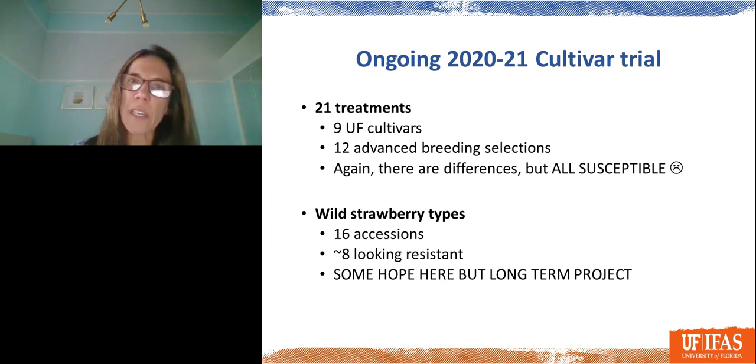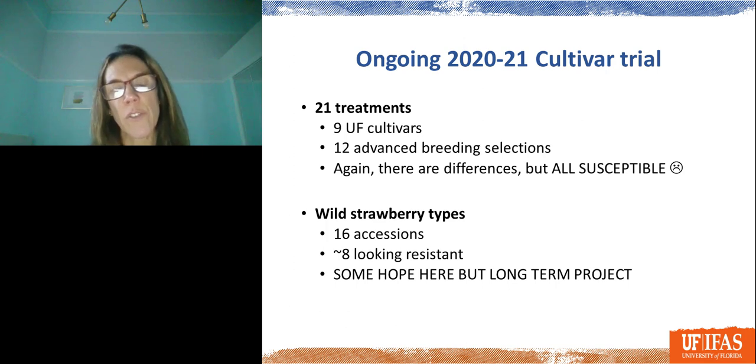This season, we expanded that trial quite a bit. Last year, we looked at only those 6 cultivars. This year, we have 21 treatments in the field right now. 9 of those are commercial UF cultivars that are still being grown or were grown in the past. And we also have 12 advanced selections from the breeding program. And unfortunately, we do see differences, but they're all susceptible.